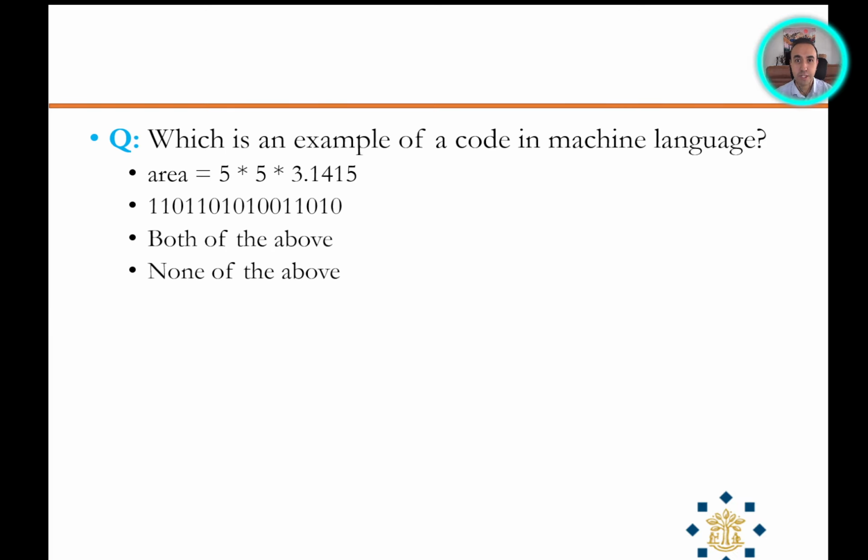Okay, one final question, and then we are going to stop the second part. Which is the example of a code in machine language? So you have area equals 5 multiplied by 5 multiplied by pi, or 11001, or both or none of the above. The answer is B, this one, right? So this is a high-level language. This is the machine language. Okay.